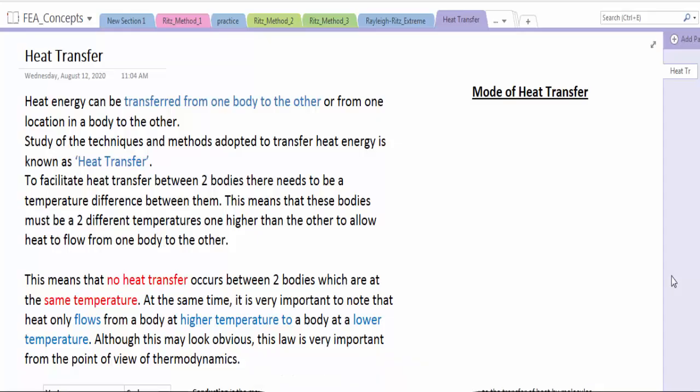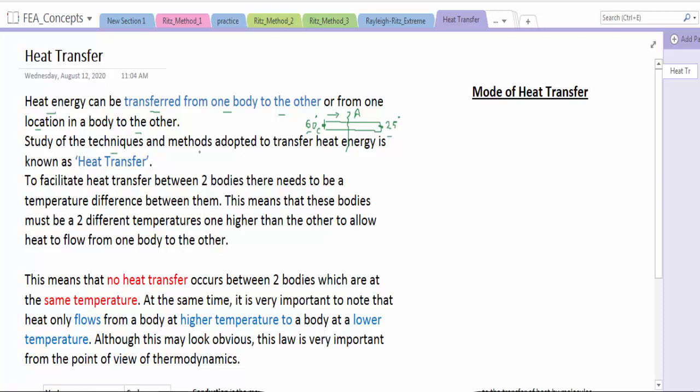Good day to all. Today we are going to see about the basics of heat transfer. The heat energy can be transferred from one body to another. Consider this is a bar, 60 degrees and 30 degrees. The heat can be conducted from higher temperature to lower temperature.